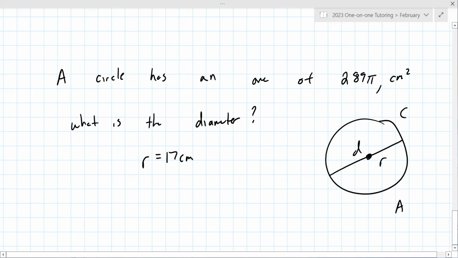Diameter is 34. 34 what? What are the units? Centimeters. Yes. Units are super important here.